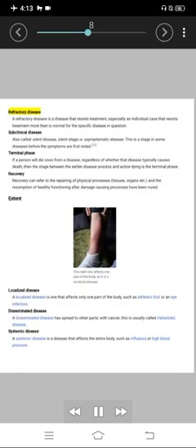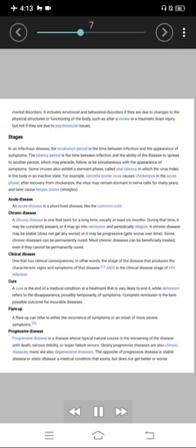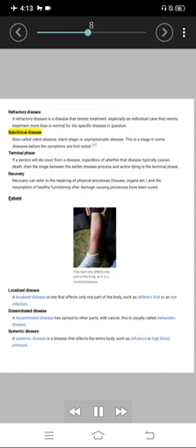Refractory disease. A refractory disease is a disease that resists treatment, especially an individual case that resists treatment more than is normal for the specific disease in question. Subclinical disease. Also called silent disease, silent stage, or asymptomatic disease. This is a stage in some diseases before the symptoms are first noted.